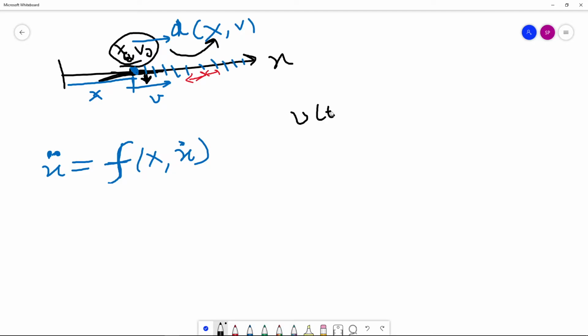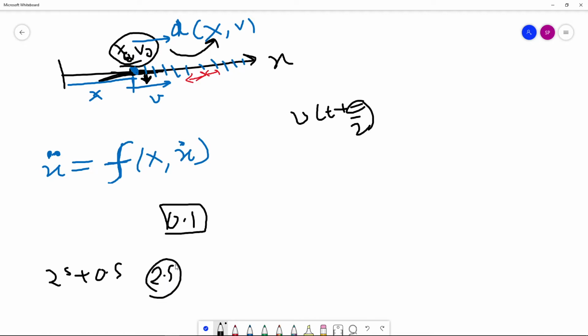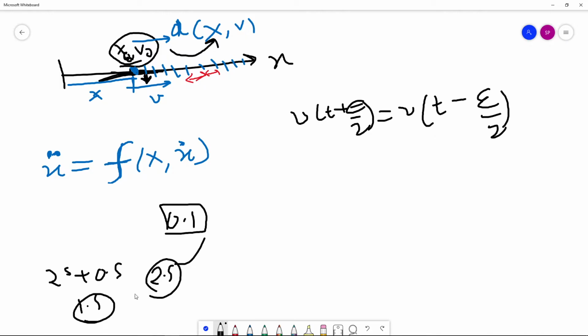The velocity at any time t plus this small time interval e divided by 2. What I mean is, for example, we are taking 0.1 second as an equally spaced time interval. So we want to calculate the velocity at some point like 2 seconds plus 0.5 seconds, like 2.5 seconds. How would we calculate this one? We can calculate it by using the information about velocity at a time interval equally spaced before that time, like t minus e by 2. Like using the velocity at t equals 1.5 seconds, we can calculate v at 2.5 seconds.